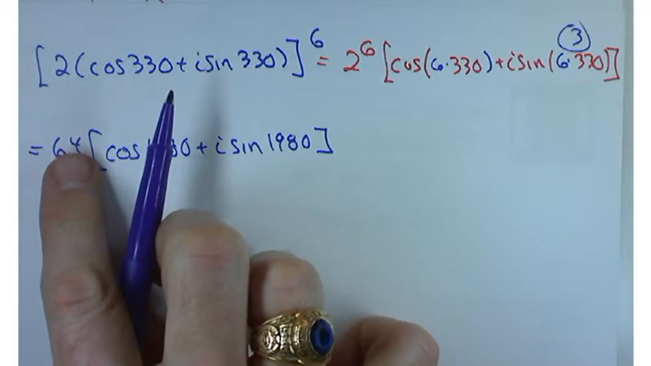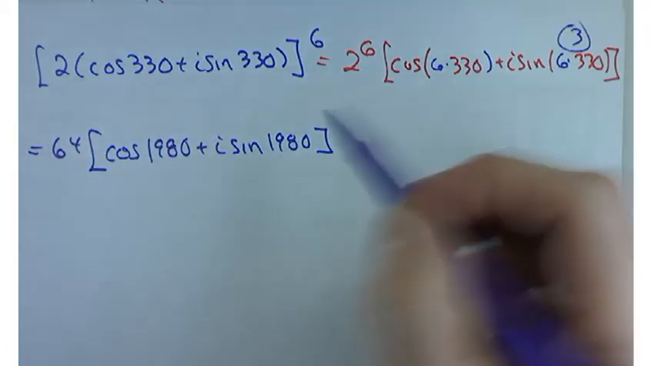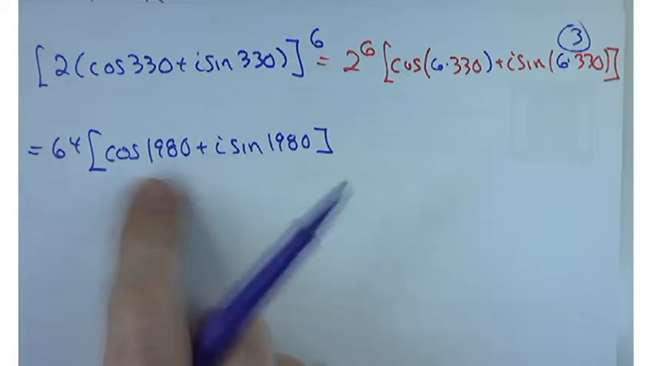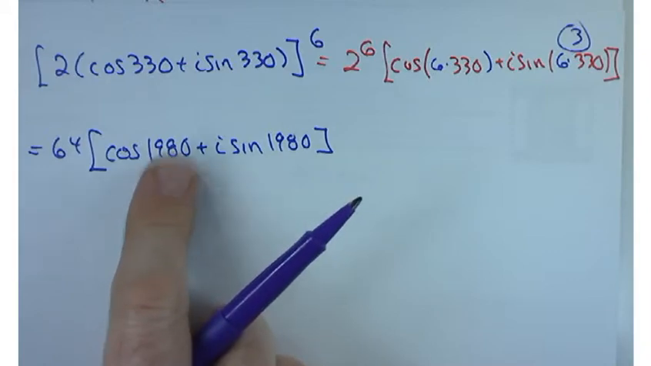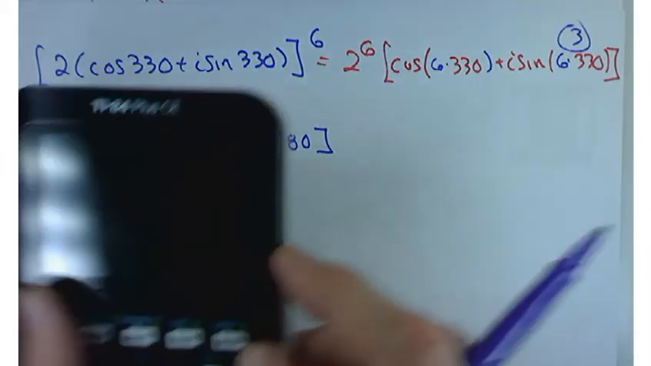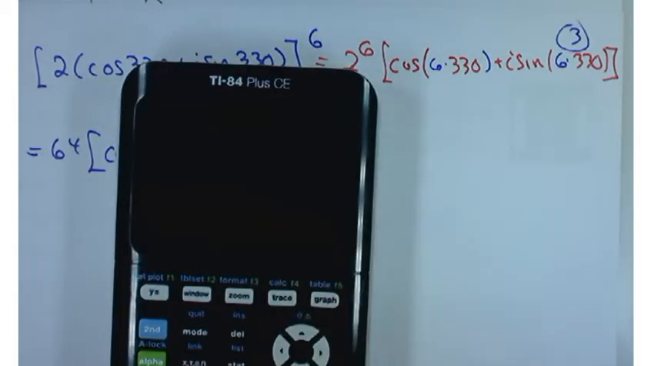No, 64. 2 to the 6th power is 64. This, I'm thinking, is more than once around the unit circle, right? So let's figure out what angle it actually is.